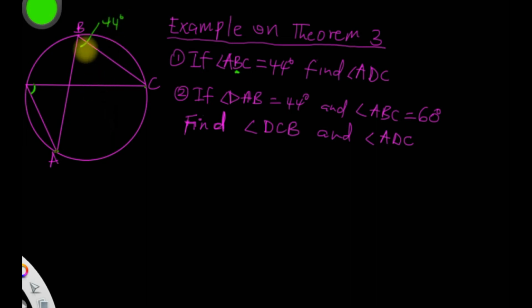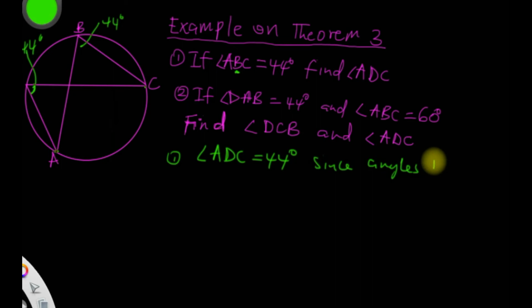So we can conclude that since angles formed by the same arc on the circumference are equal, and angle ABC is given as 44 degrees, then surely angle ADC is also equal to 44 degrees. So we can say that angle ADC is equal to 44 degrees. Why?